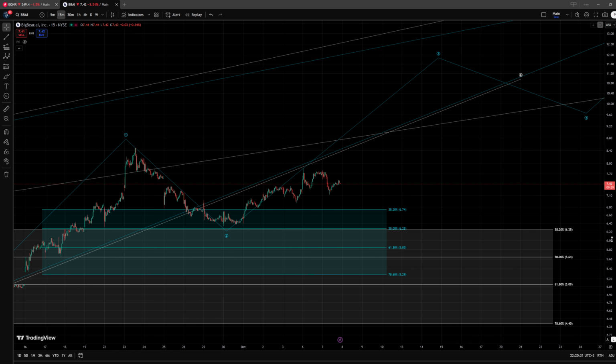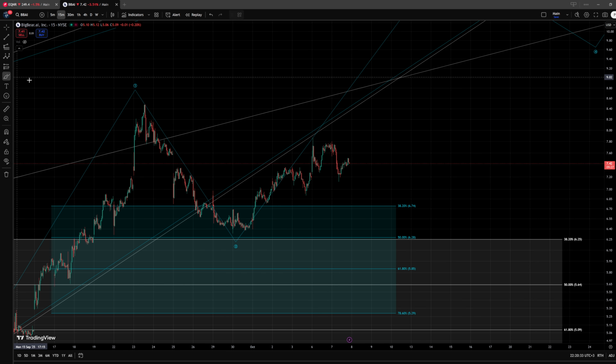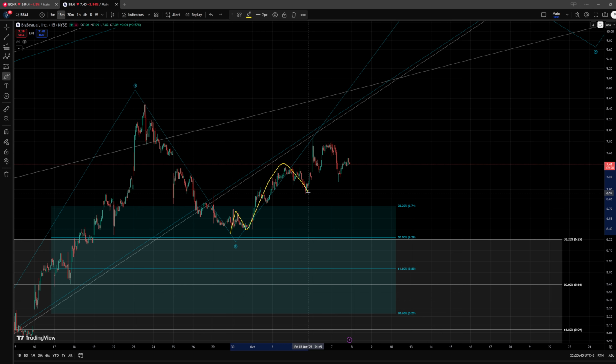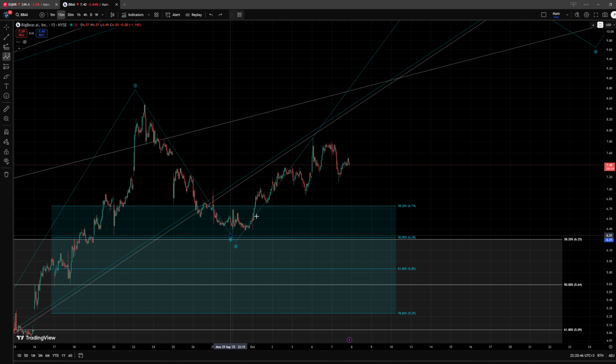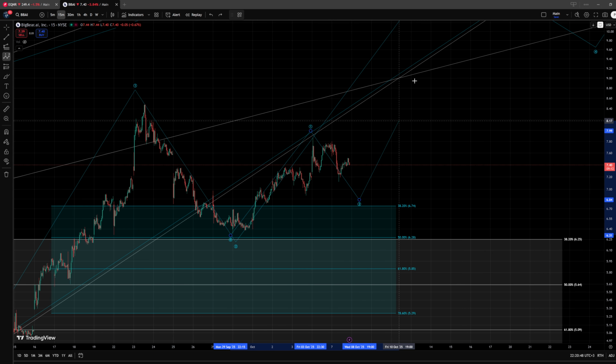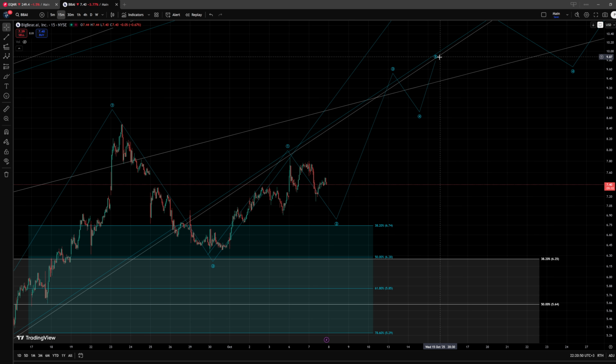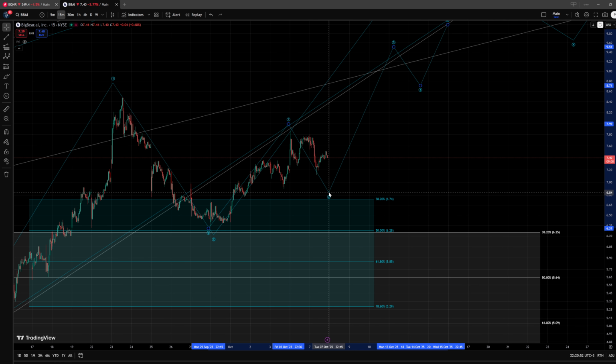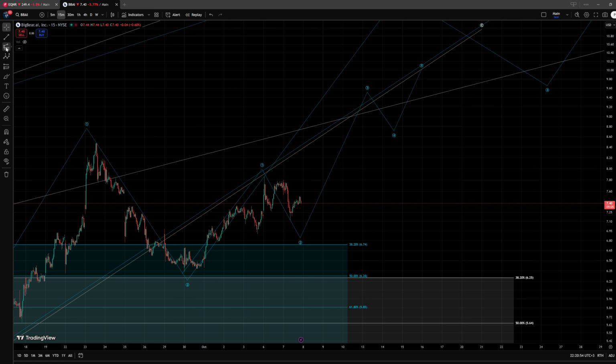might have formed a micro 5-wave move to the upside already, where this is a wave 1, this is a wave 2, we have here a third wave up, a fourth wave down, and then a fifth wave to the upside. This would be in a leading diagonal, but that is perfectly fine, and I can provide you another trade setup in this area where we again have a good chance of an entry for continuing this uptrend.